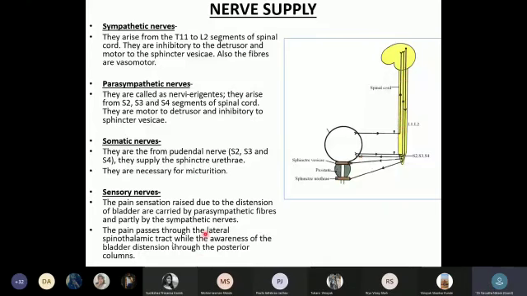From that, it will be carried to the posterior column of our spinal cord, and then to the higher centers. The higher center in the cerebral hemisphere is the paracentral lobule. So usually we have that awareness of bladder distension through the posterior or lateral spinothalamic tracts, and normally we will have that feeling of micturition also. So this is about the nerve supply: the sympathetic nerves, parasympathetic nerves, somatic nerves, and sensory nerves.